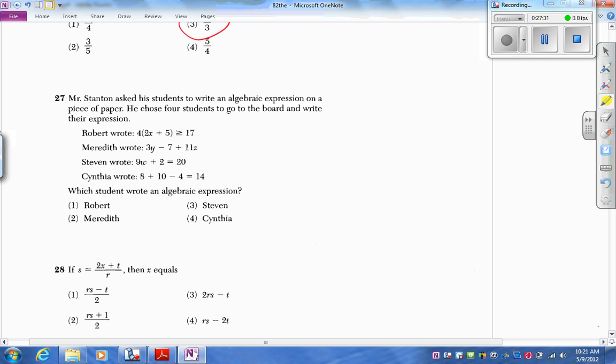Mr. Stanton asked his students to write an algebraic expression on one piece of paper. He chose 4 students to go to the board and write their expression. Which student wrote an algebraic expression?